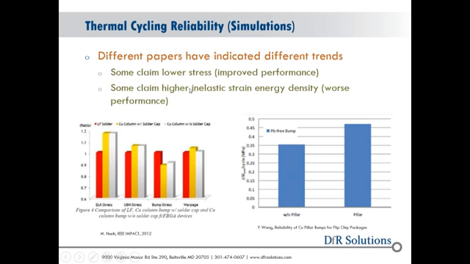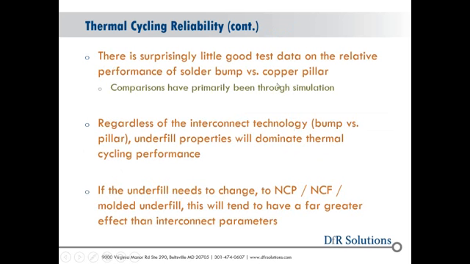But Hua Yang, when they look at inelastic strain energy, they're finding that if I go to a pillar, my inelastic strain energy is increasing by roughly 20 to 30%, which is definitely going to result in a worse temperature cycle performance. Now, regardless, one of the challenges here is we can't really be looking at copper pillar versus solder bump because the underfill properties are going to dominate. And as we talked about, the underfills are probably going to change, especially as we go to these lower pitch designs. We're going to go to that NCP material or NCF material, and that's going to have a far greater effect on interconnect parameters potentially than just solder bump versus copper pillar.